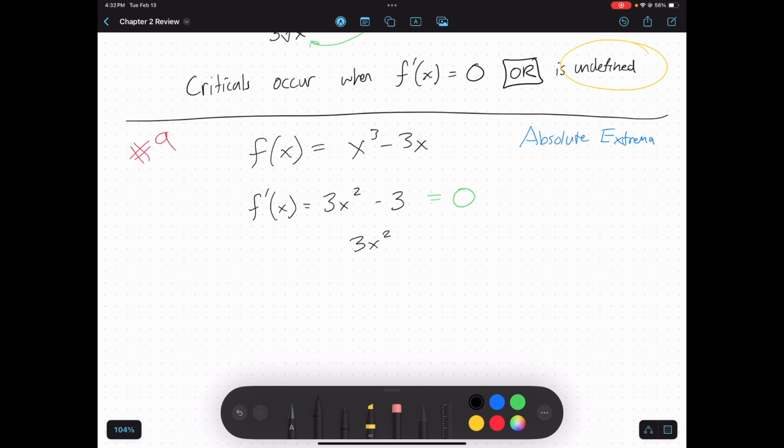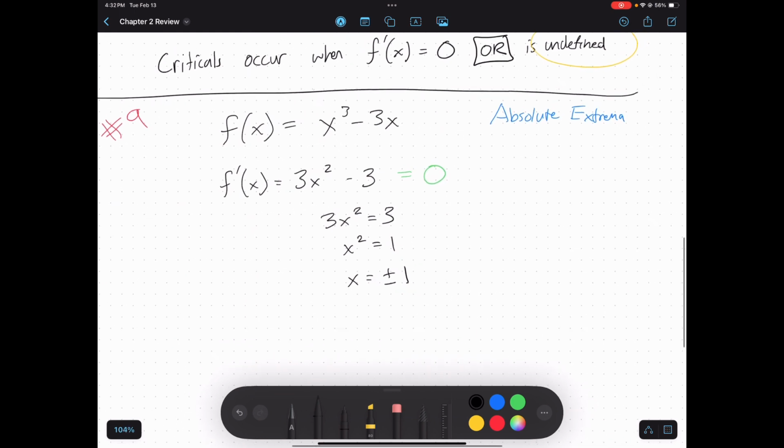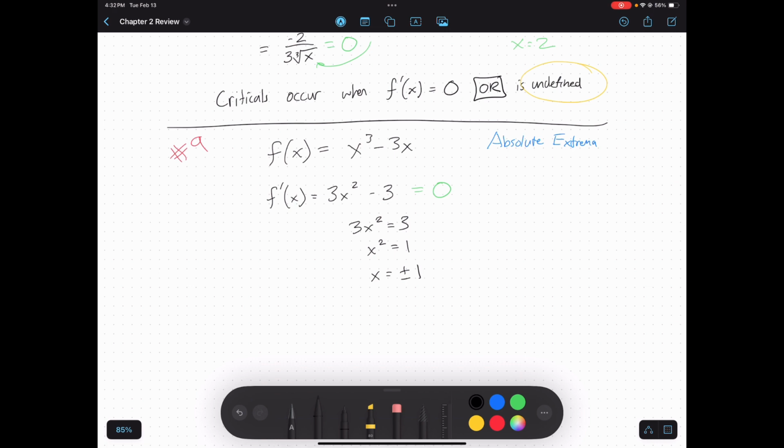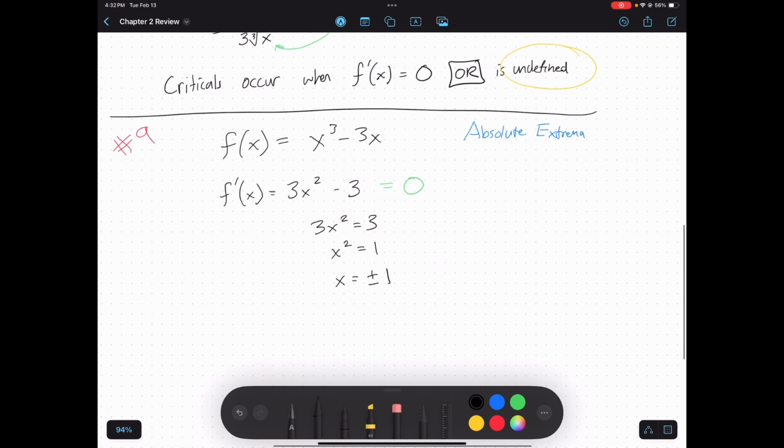For this problem, I'm going to get 3x squared equals 3, divide by 3, I get x squared equals 1, and I get x equal to positive or negative 1. Don't forget that when you take the square root as a part of the solving process, you have to look at both the positive and the negative values. So these are my critical points.